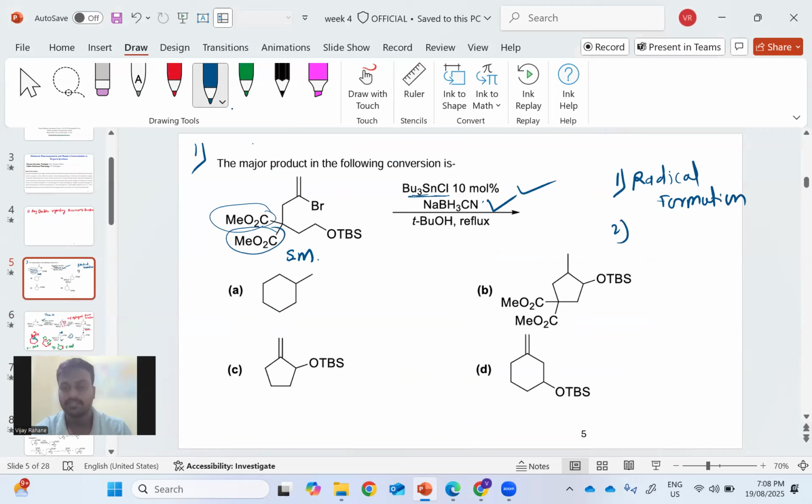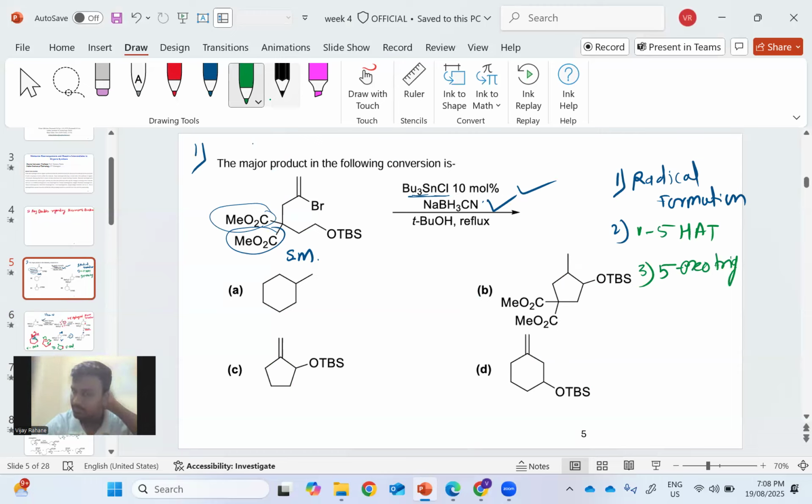Second step is the hydrogen atom transfer. So that's also particularly 1,5 hydrogen atom transfer, and the third step is the 5 exo trig mechanism, and fourth step is just like a proton radical abstract proton from the solvent, and proton radical gives the final product.